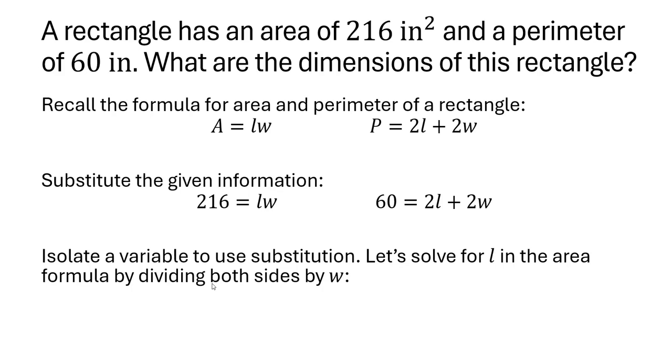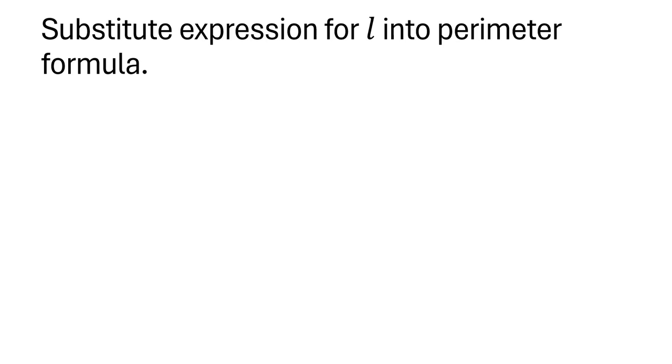Now to solve these two, we need to isolate a variable so that we can use substitution. I'm going to solve for L in the area formula by dividing both sides by W. When I do that, I get 216 over W equals L. Now that I have a variable by itself, I can substitute into the L in the perimeter formula. Remember, that was 60 equals 2L plus 2W. In place of the L, we're going to put in that equivalent expression, 216 over W.